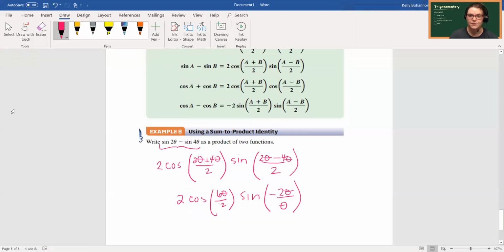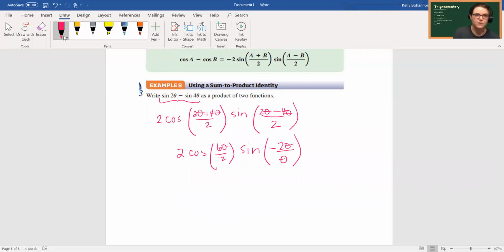I didn't mean to put a theta on the bottom. That should be a 2. And I can keep simplifying because I can do the division in here. So I get 2 cosine 3 theta sine negative theta. And that's it. I've just simplified as much as I can simplify. So that's the end of that one.